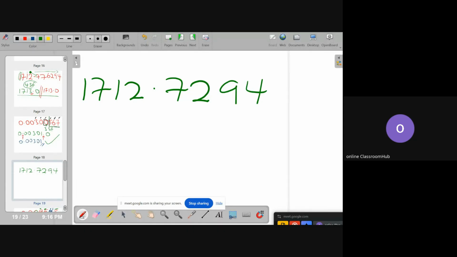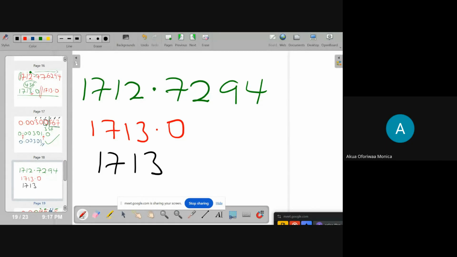171.7294. Now, I want those who gave us this answer. This is the answer we have gotten. Is there any other answer which is different from this? Let me use a different pen to write. Yes, Cherry, 1713. Sir, me too, 1713.